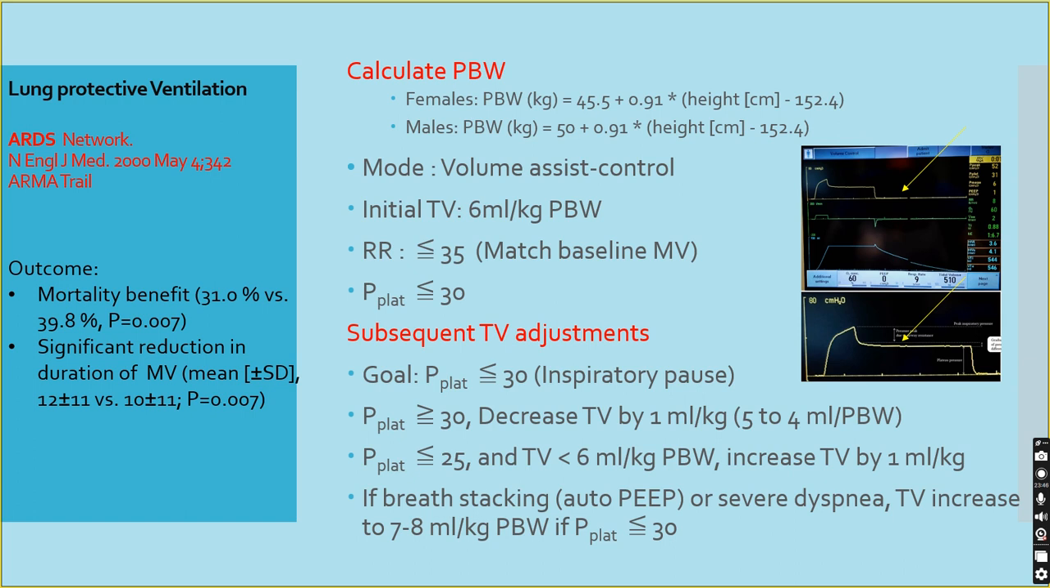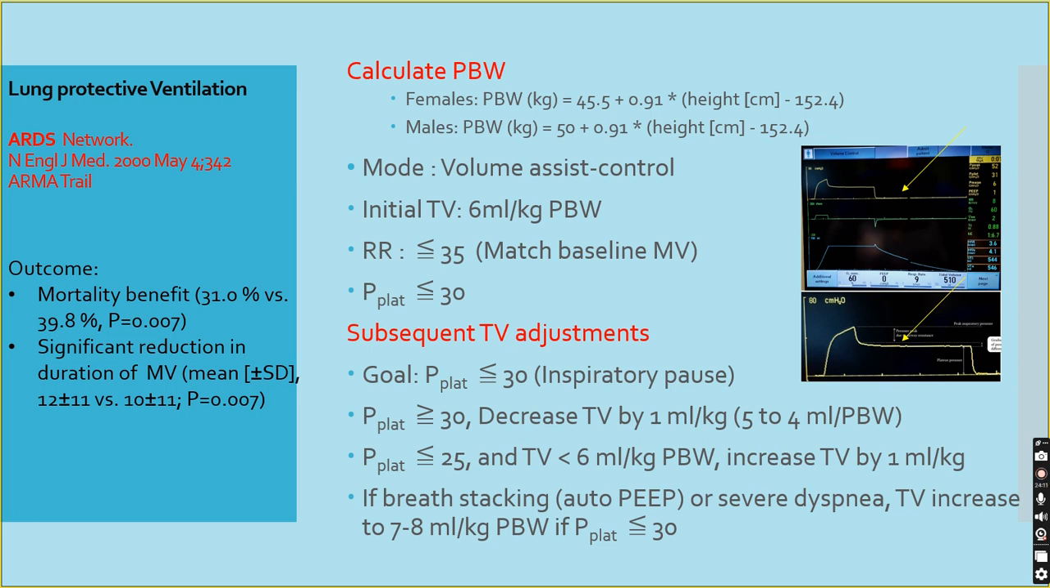When you are ventilating a patient with a very low tidal volume, there is a chance of respiratory acidosis. CO2 is retained and the patient may develop respiratory acidosis. To prevent respiratory acidosis, you have to increase the rate. In such patients, you can gradually increase the respiratory rate to keep your pH near normal. And you should not exceed a respiratory rate of more than 35.